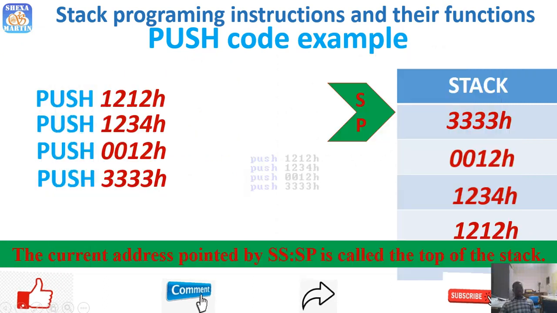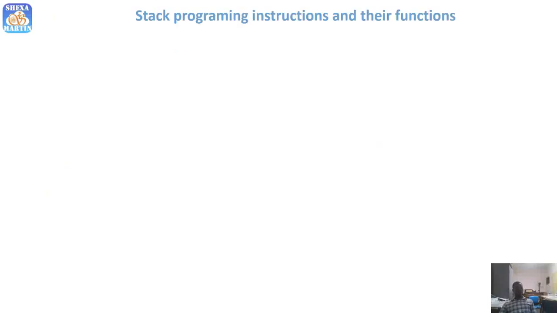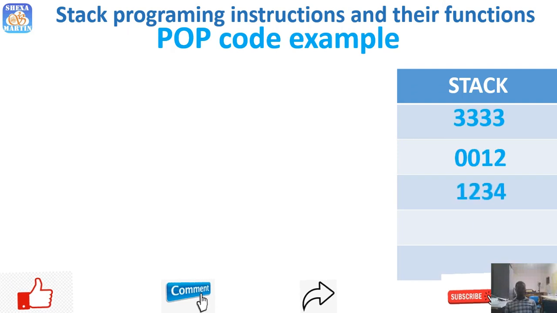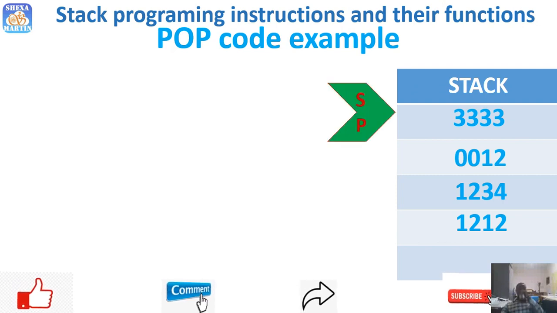And then we now talk about the pop code example. Here's the pop code example. So how does pop work? We already have these values with our stack pointer pointing at that value. So what happens when we run the pop instruction? Let's see.